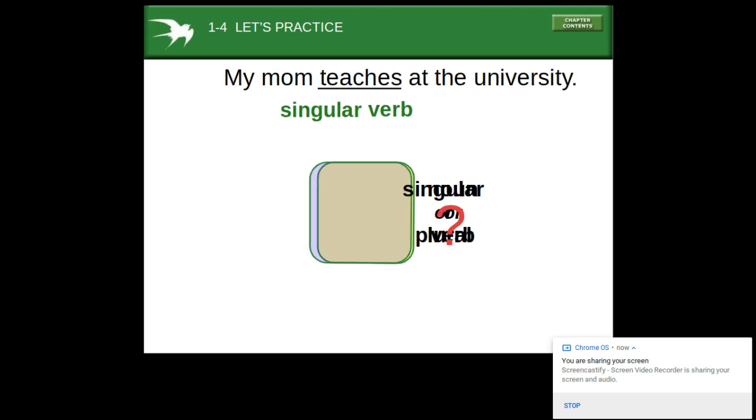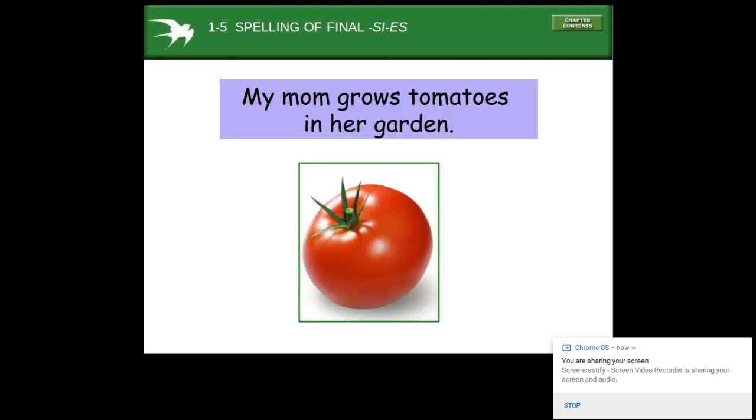My mom teaches at the university. Singular subject, my mom. Singular verb, teaches. My mom grows tomatoes in her garden, right? Here's my singular subject, my mom, right? And grows is my verb.